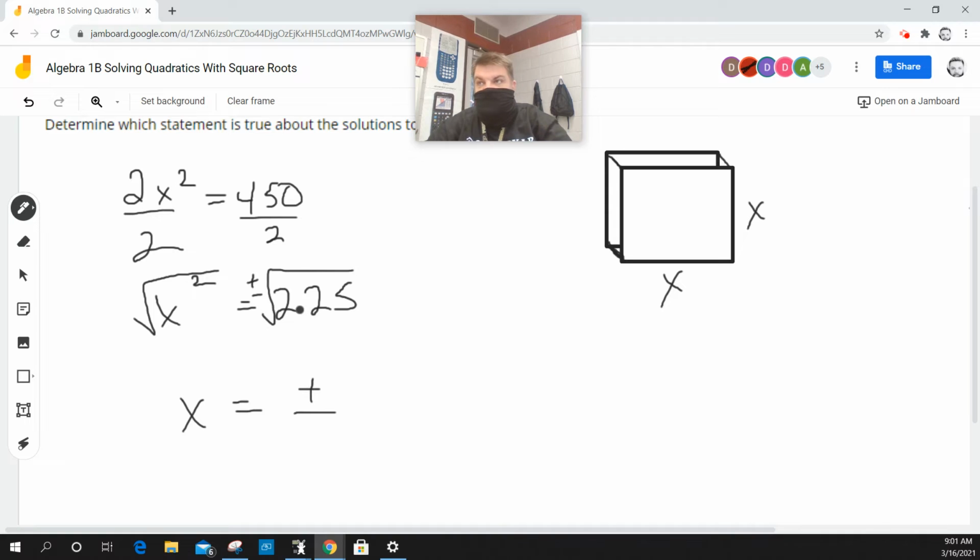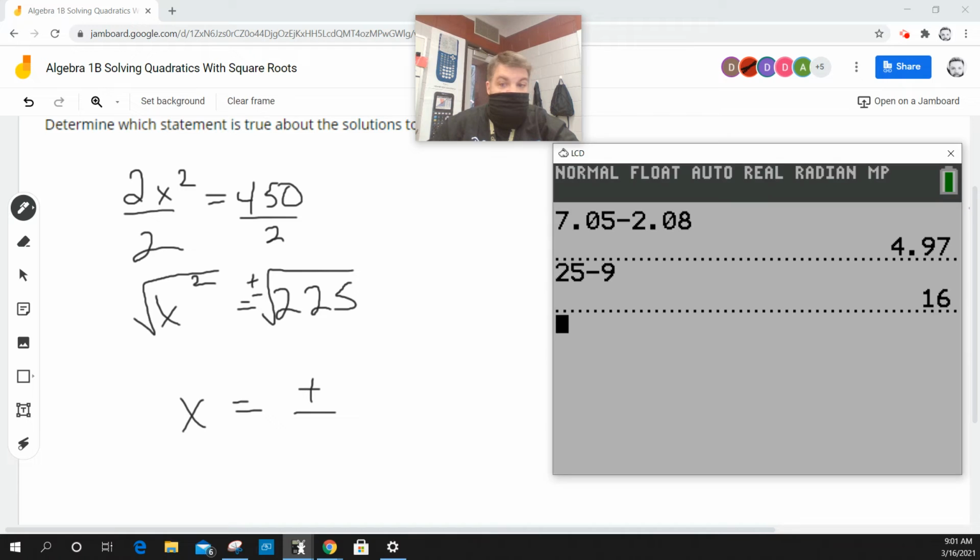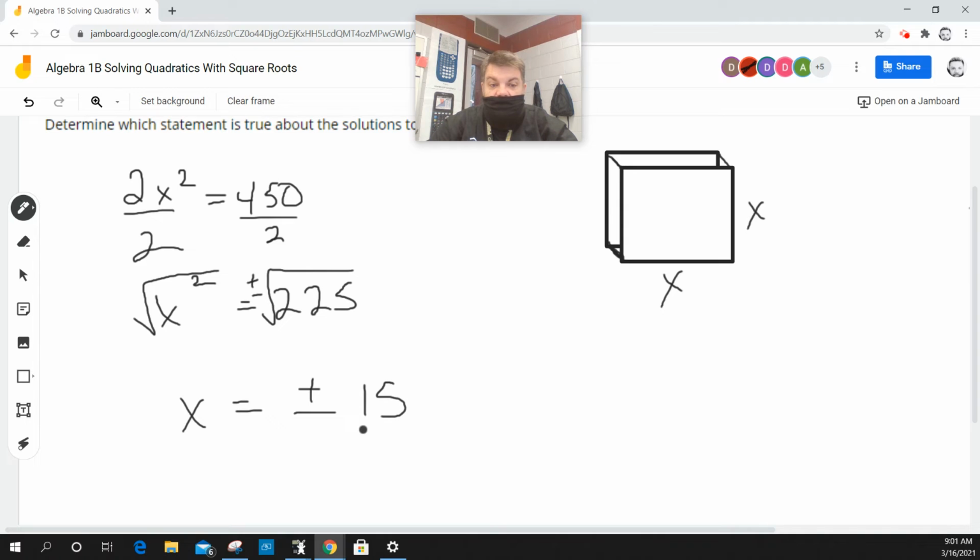Now, sometimes you can find a number that's a square root, and sometimes you can't. So let's see if we can find that number. I'm going to turn on my calculator and see if I can find the square root of 225. I think it's 15. So now what does that mean? It means that the square root of 225 is plus or minus 15. In other words, x equals positive 15 or x equals negative 15.